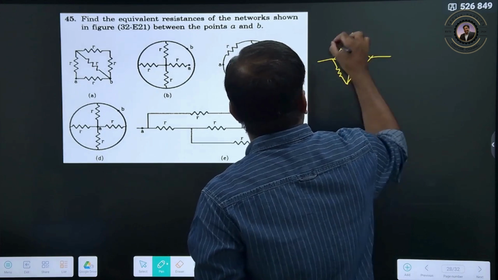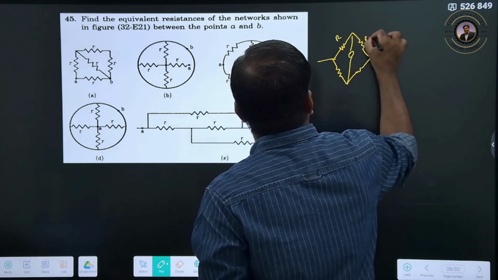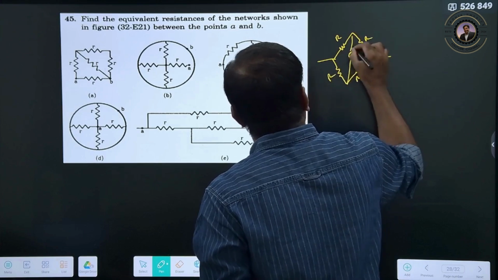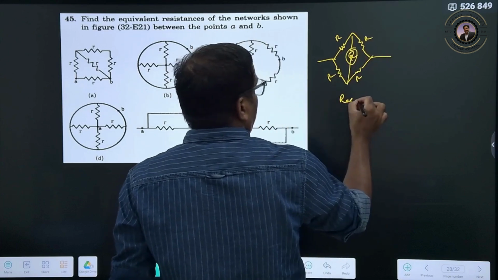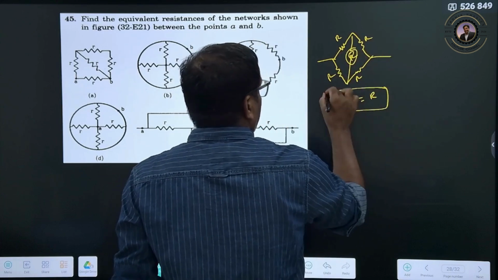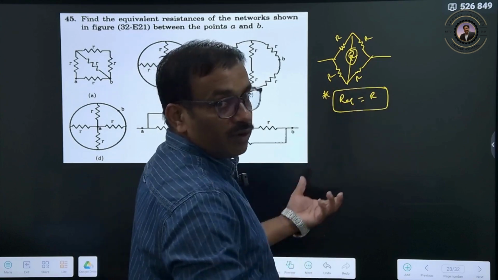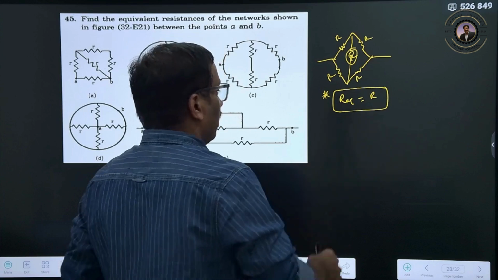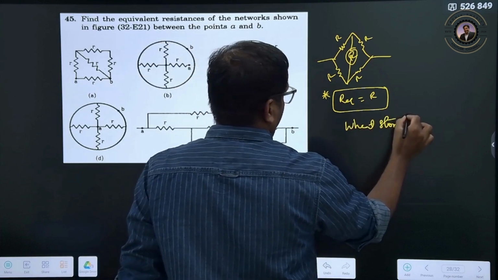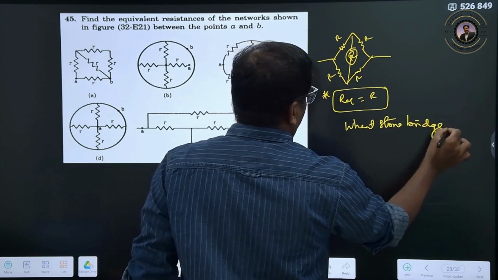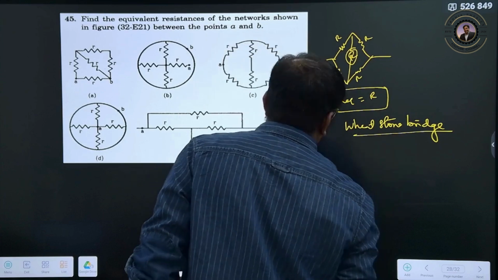Suppose all these resistors are the same, so R and R, this also R, whatever it may be. So R equivalent will become R ohm only, keep in mind. I will teach you this concept of the Wheatstone bridge as a separate video. Just go through it.